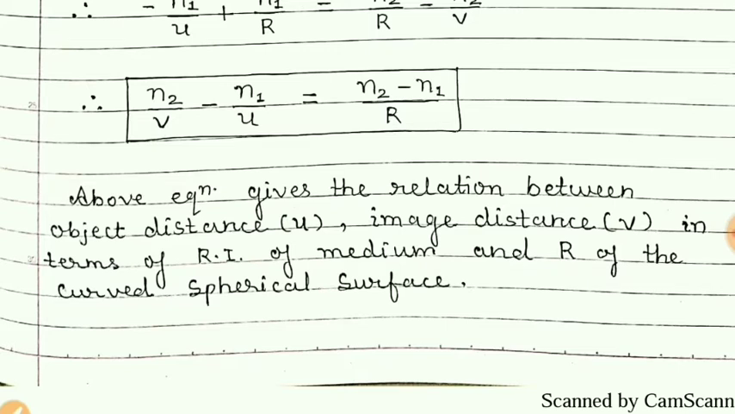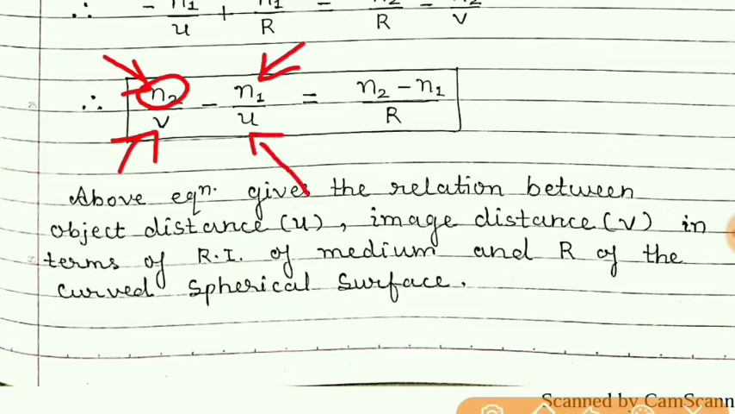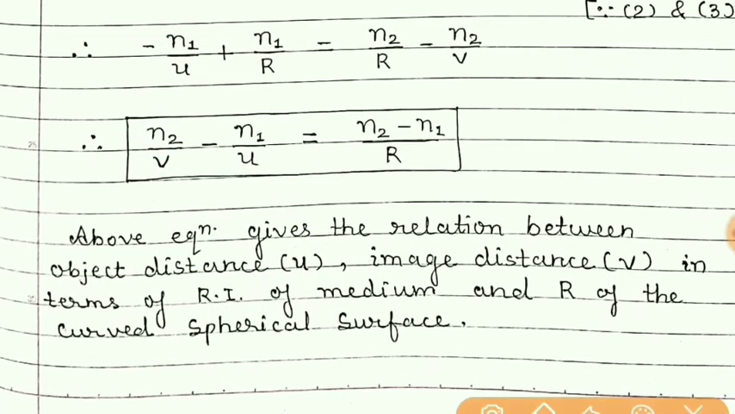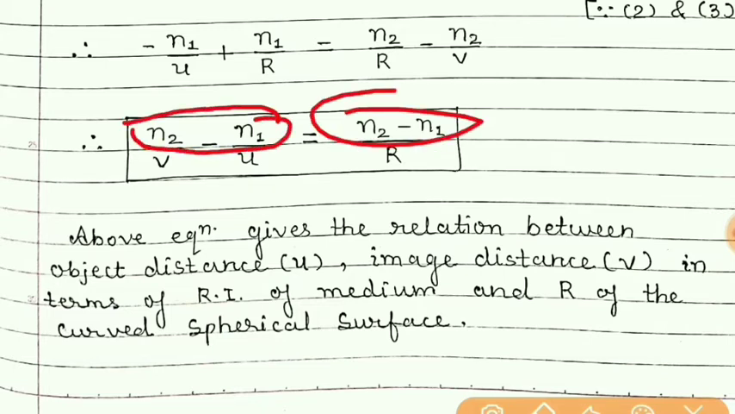Now students, remember here this n2 is the refractive index of the second medium. The image is obtained in the second medium. The refractive index of the first medium, that is air, and the object was kept in air only, and you can see there is a minus here. So to remember this, you can remember it in that way only. And here n2 minus n1 upon the radius of curvature.